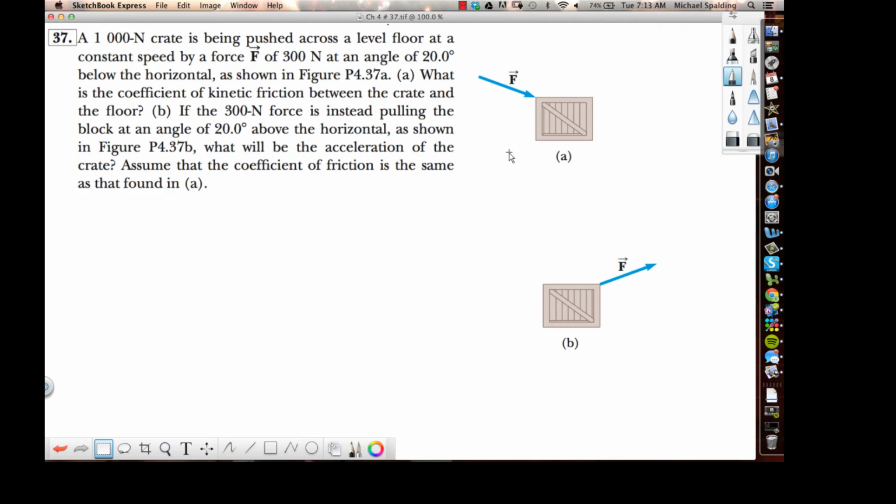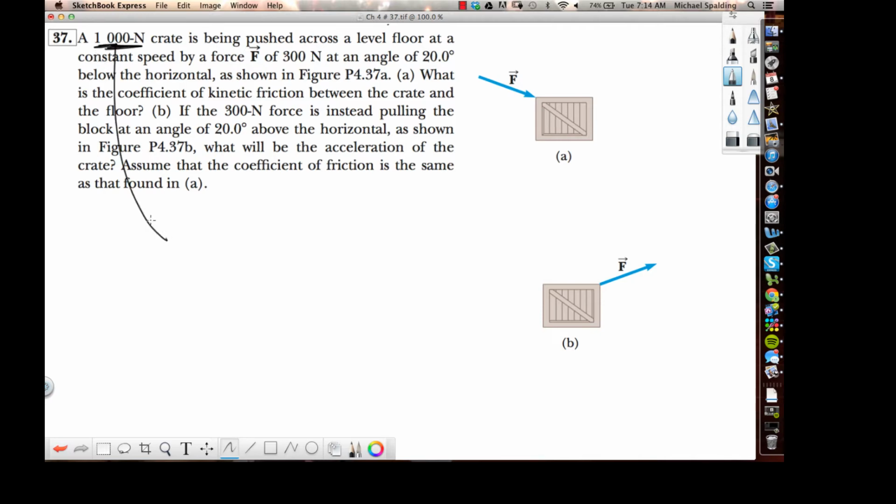Okay, we have a 1,000 Newton crate being pushed across a level floor with a constant speed. Just right there, the first sentence, a couple things. Look, the 1,000 Newton crate. Is this the mass of the crate? No. What is that? That's the weight. We're going to need the mass for part B.